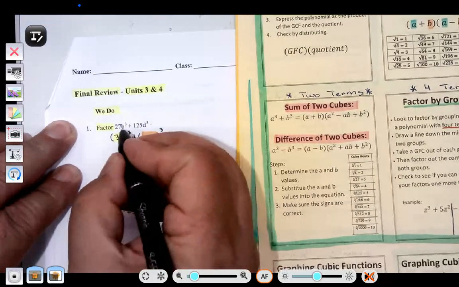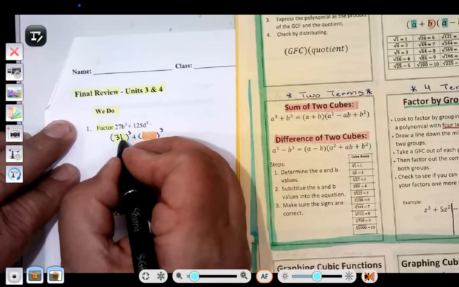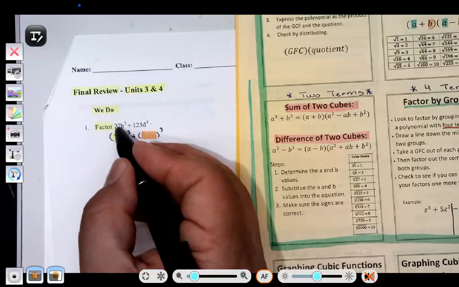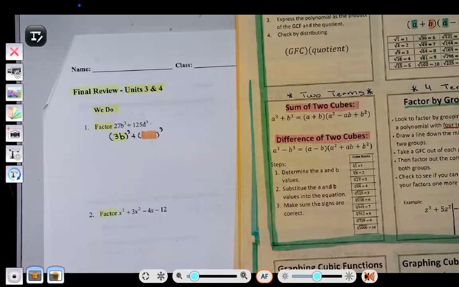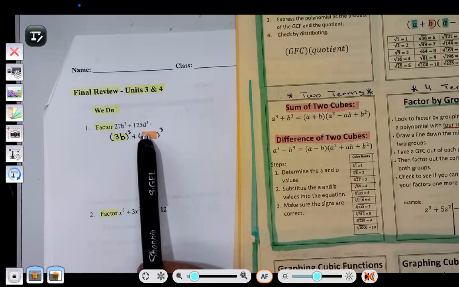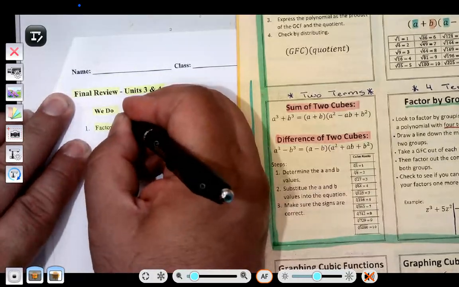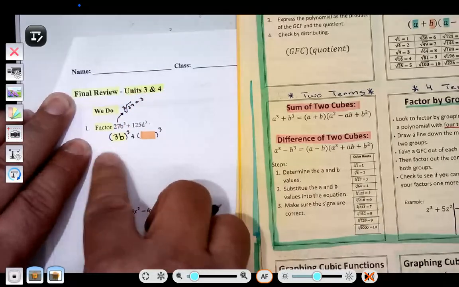And then look at what else has a power of 3. The letter B does. But I'm not going to write it with a power of 3. I just write the letter B once. So 3 to the power of 3 is 27. B to the power of 3 takes care of the B to the third. So I'm going to do something very similar to this one. So again, here's another way of thinking about it. I'm taking the cube root of 27. That's why I wrote a 3 here.